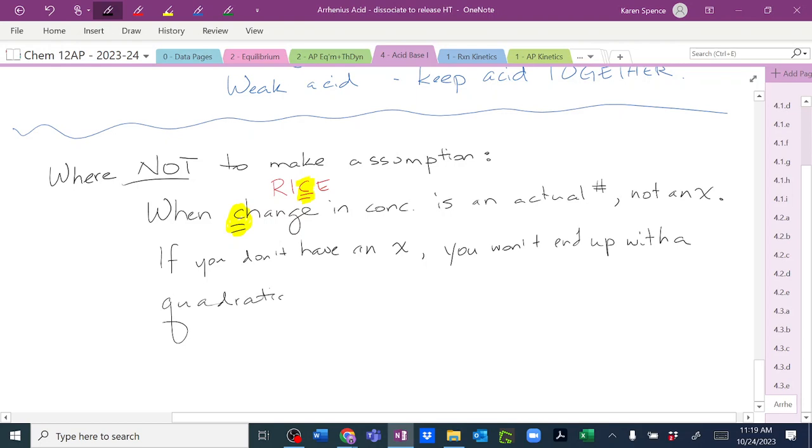No X, no quadratic. Yeah? Simple. Should we do an example like that? Okay.